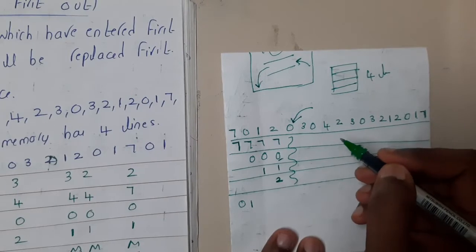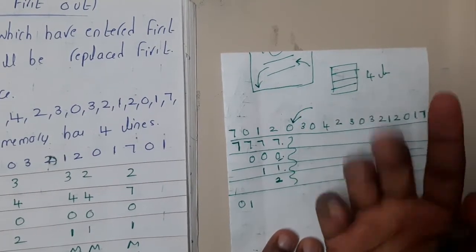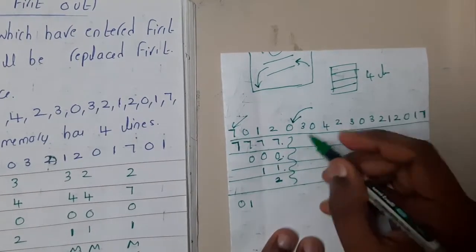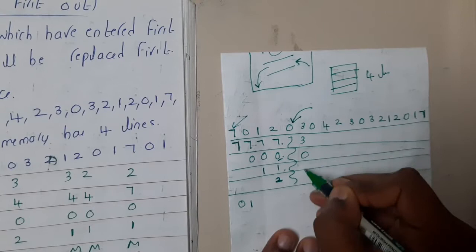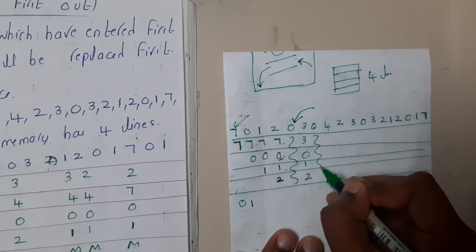If you observe carefully, all our 4 slots are full. So what should we do now? Who came first, guys? 7 is the one who came first, so let us push him out. So now it is 3, 0, 1, 2. Again 0 is already here, so let us do nothing.